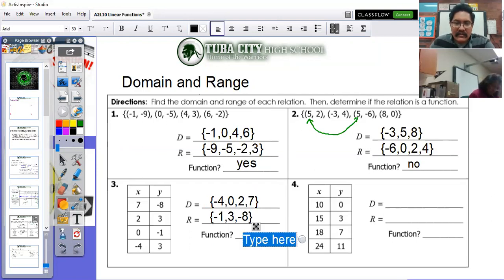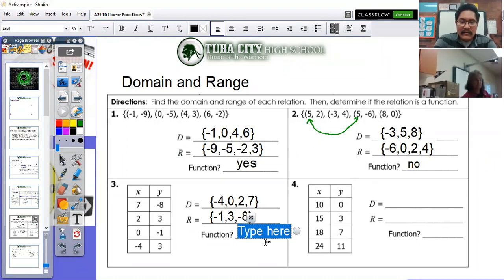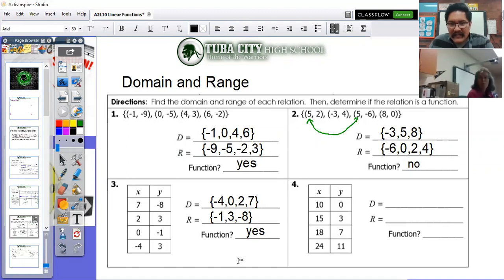And the question is, will it be a function or not a function? Now remember, the rules say that it can't have x values that repeat. It says nothing about y, so y values can repeat themselves. Okay, it's only the x ones that cannot repeat themselves. So in this case, none of the x values repeat themselves. So therefore, this indeed is a function. So yes, it's a function.